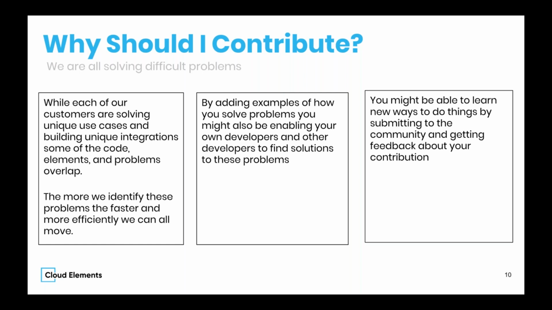As I said before, this did start as an internal resource that we were seeing overlap even in what we were building, but then it became external because we saw those same overlaps in what other people were building. So the more we identify these problems, the faster and more efficiently we can all move. By adding examples of how you solve problems, you might also be enabling your own developers and other developers to find solutions to these problems down the road.